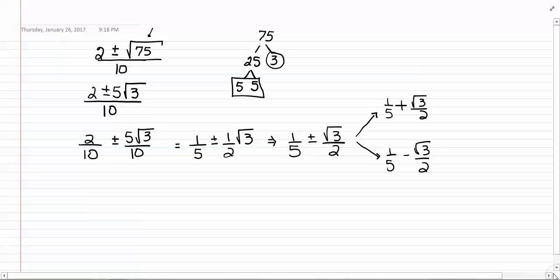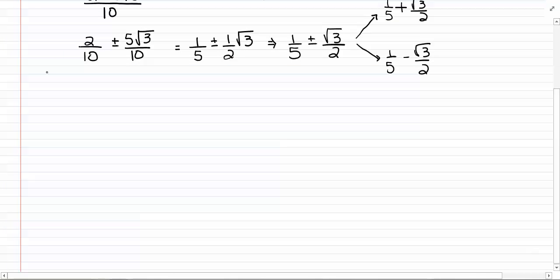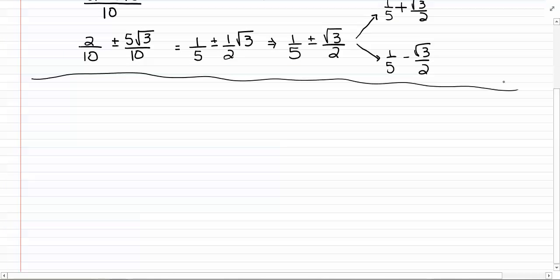Now let's say we have something slightly different. We're using the quadratic formula and we end up getting an answer like this: 3 plus or minus the square root of 49 over 2. Well, again, focus on simplifying the radical. Because 49 is a perfect square, I can just call that 7.